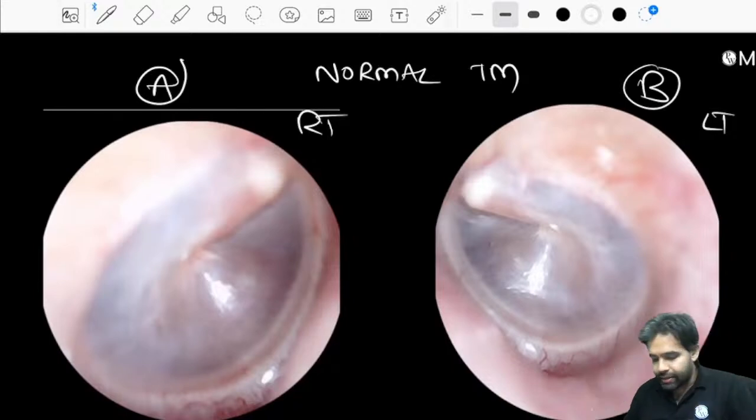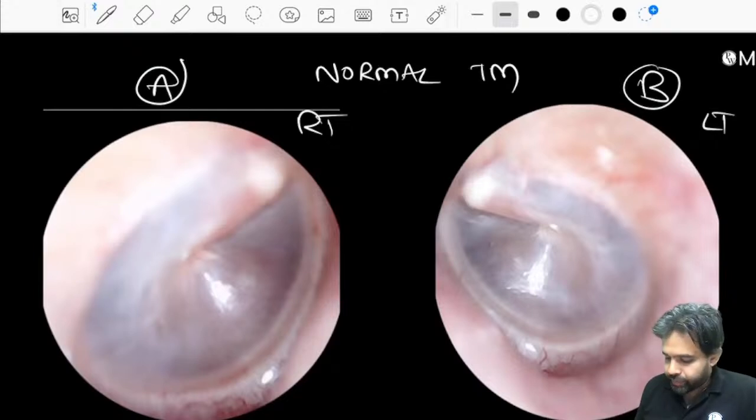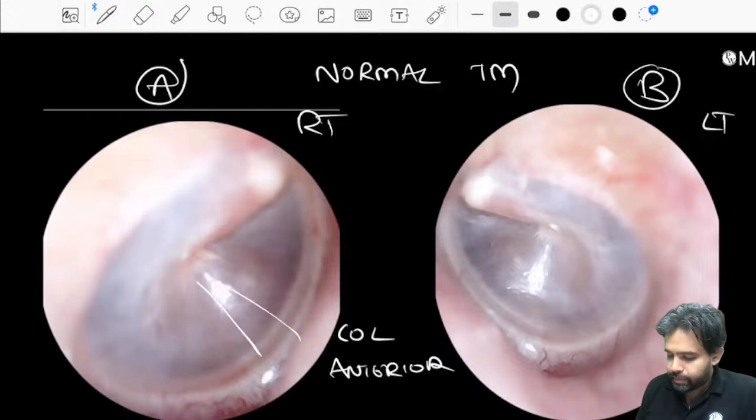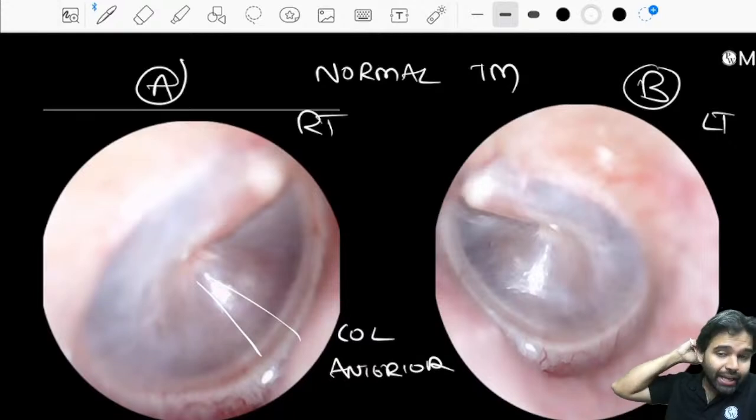Okay, so all of you are getting this correct, right and left. Now see, cone of light will point anteriorly. Cone of light will be anterior, so that is an easy one. But many times when there is a perforation, cone of light will not be there, and when cone of light will not be there is when your confusion starts.